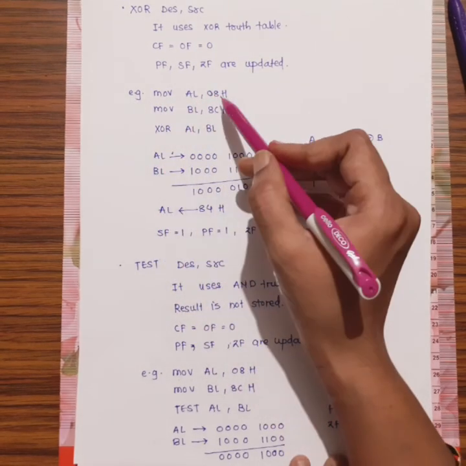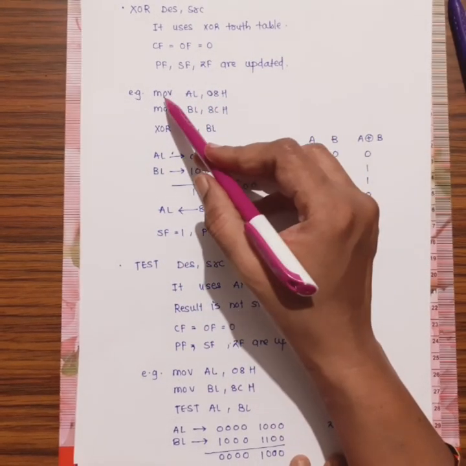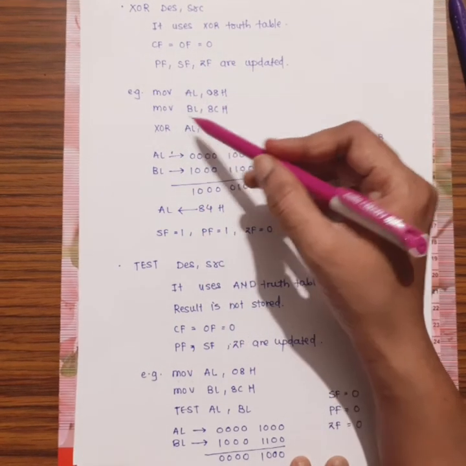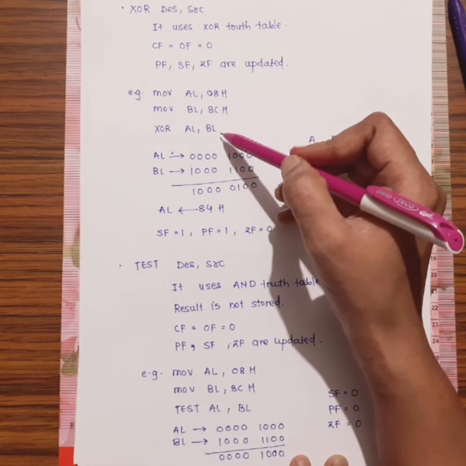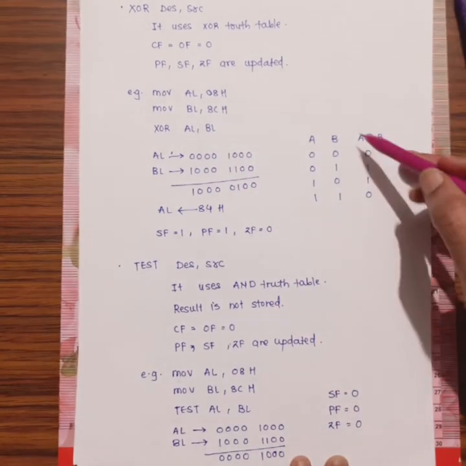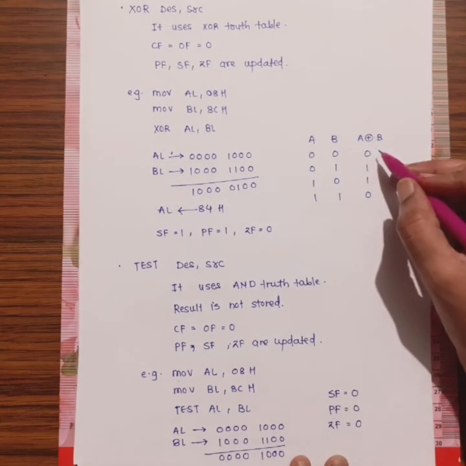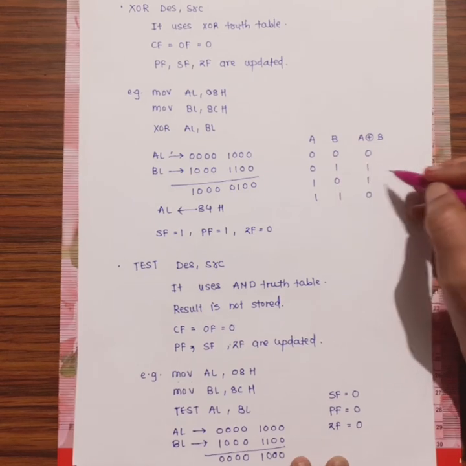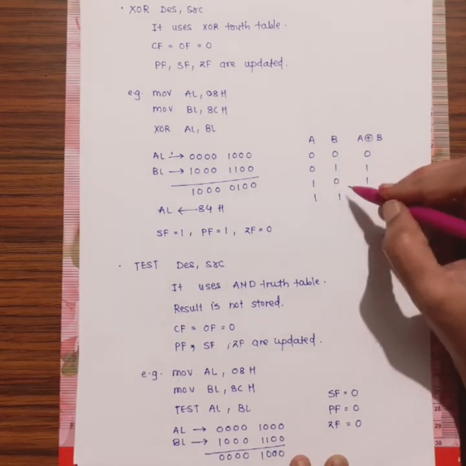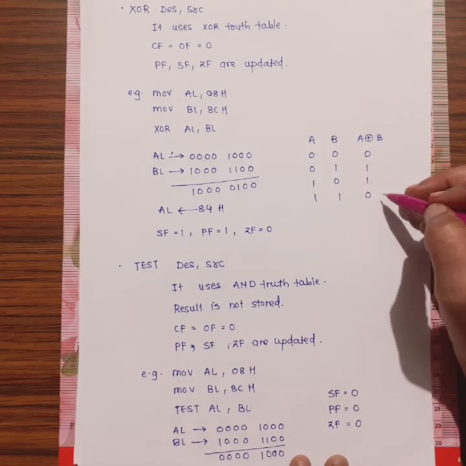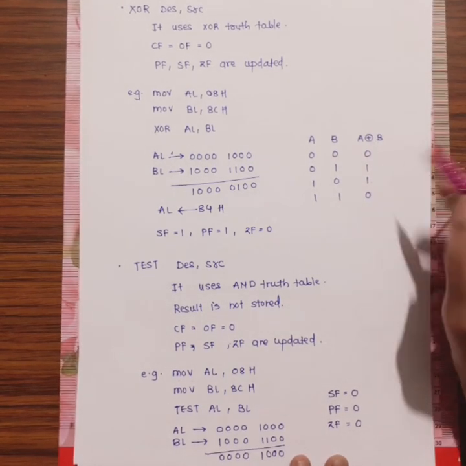Let us see the example. 08 is moved to the AL register with this move instruction. 8C is transferred to the BL register with this move instruction. XOR AL comma BL: with this, the AL and BL contents are going to be XORed, which will follow this XOR truth table, which says that for an unequal combination of operands it results in 1, for 0 1 and 1 0 it results in 1, and for an equal combination of operands it results in 0. So for 0 0 and 1 1 it results in 0.